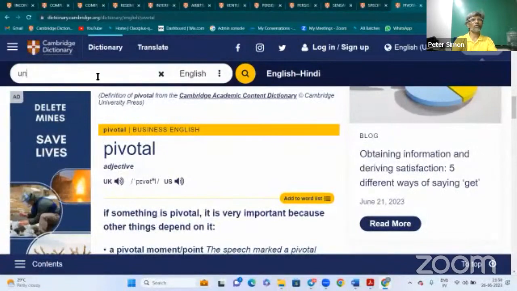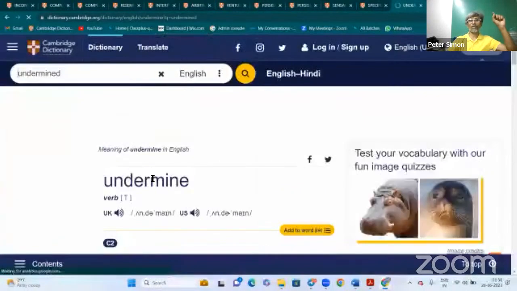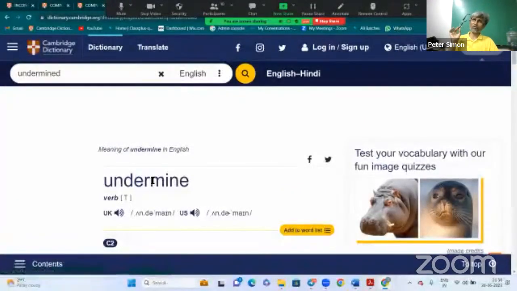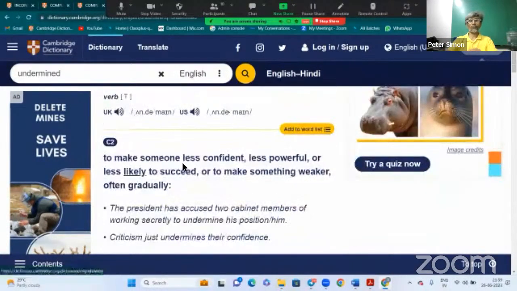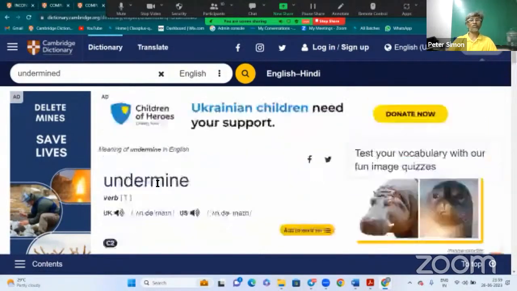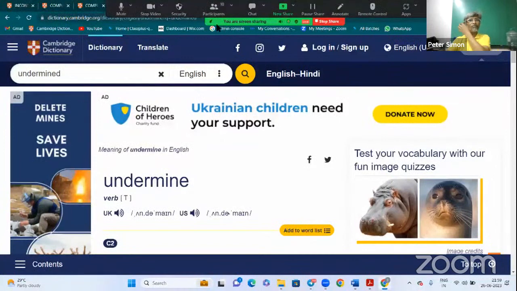Cannot be undermined or underestimated. Undermined, C2 vocabulary. The doctor's prescriptions cannot be undermined, means underestimated. To make someone less confident, less powerful, less likely to succeed. So doctors' prescriptions cannot be made less powerful. They are very, very important. You cannot undermine them. So use powerful words like this.